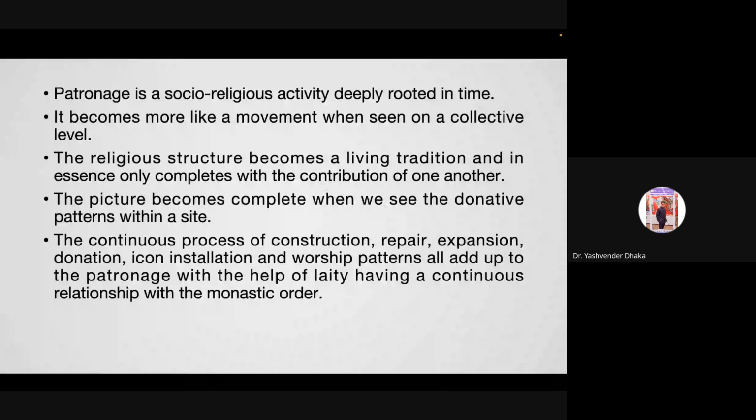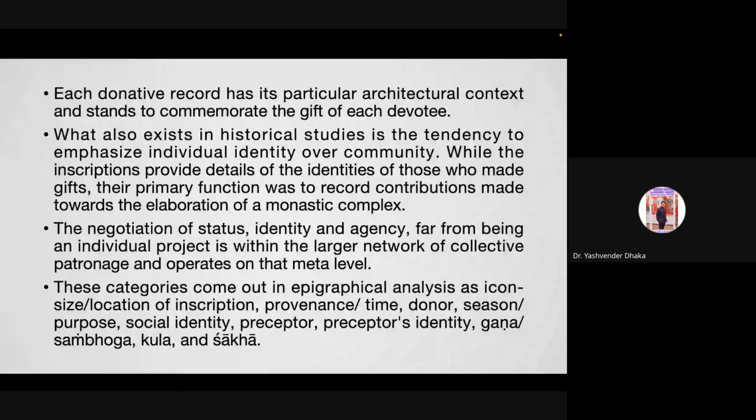The picture becomes complete when we see the donative patterns within a site. So within a site, there are different strands also. The continuous process of construction, repair, expansion, donation, icon installation, and worship patterns all add up to the patronage with the help of the laity, having a continuous relationship with the monastic order. So this is a growing and continuous relationship. Then each donative act has to be seen in its architectural context. Then what also exists in historical studies is the tendency to emphasize individual identity over community. So sometimes we focus on individual donations, or we give examples of individual donations, but it is the community which is much more important.